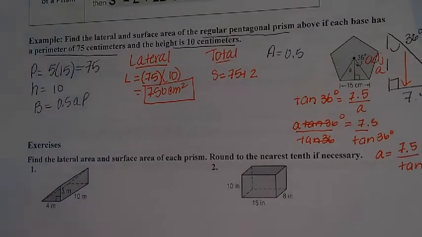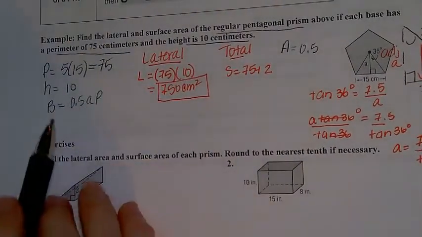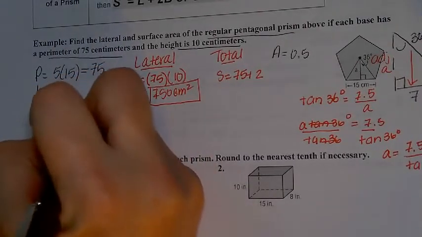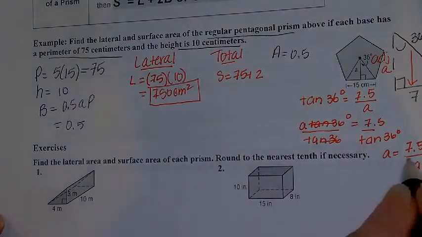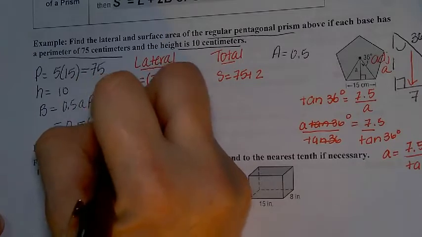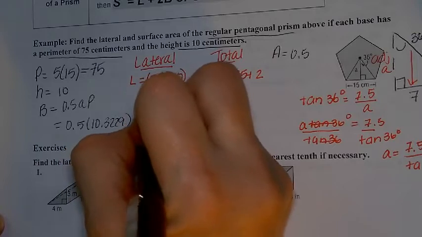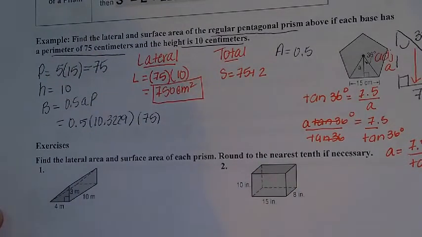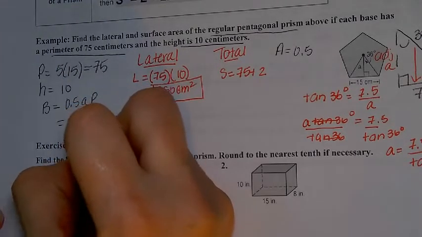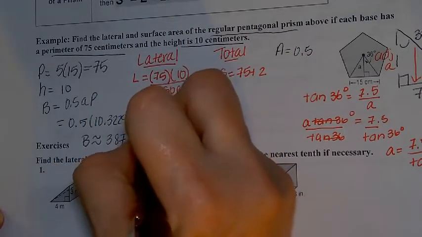Alright, I missed this part. The area of the base is a half times the apothem times the perimeter. So I have a half, and if you calculate the apothem, that's 10, times the perimeter, which is 75. We're trying to find the area of the base. So I substitute that in my calculator, and B is approximately 387.1 centimeters squared.